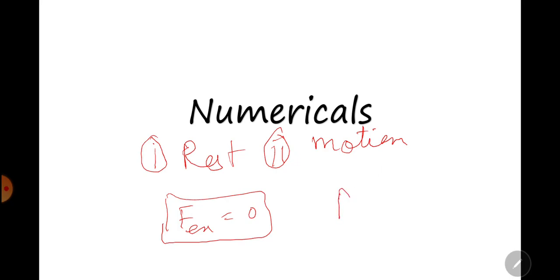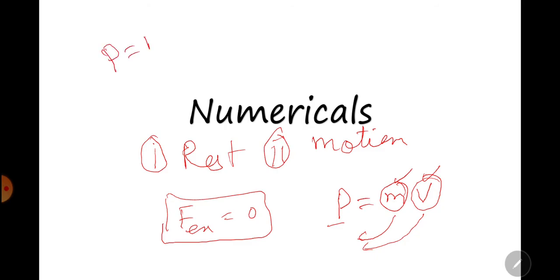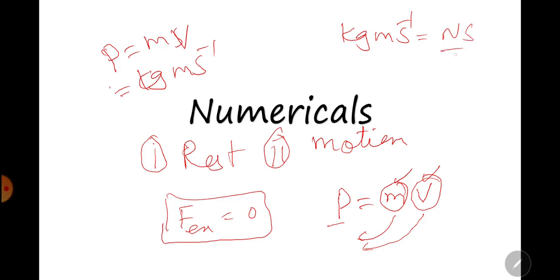Momentum is the product of mass and velocity. The product of mass and velocity is called momentum, or that property which increases with increase in mass as well as velocity and decreases with decrease in mass as well as velocity. Momentum is a vector quantity and its unit is kilogram meter per second, which can be expressed as Newton second.